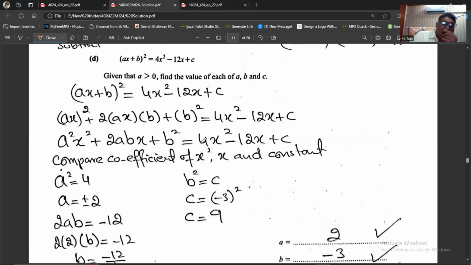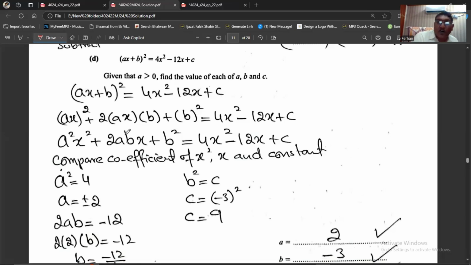So here the x square's coefficient is 4. Here the x square's coefficient is a square. So that means a square is equal to 4. So I will take square root on both the sides. So a will be equal to plus minus 2. But they said in the question that the value of a is positive. So I'm going to take the positive 2 value. So you can see here I've written only positive 2.